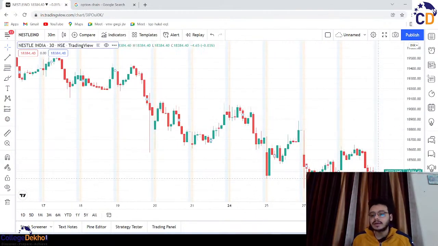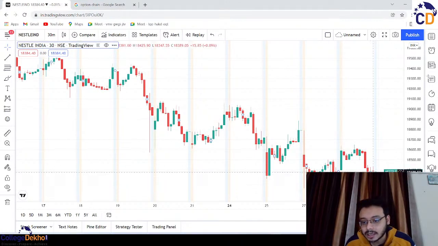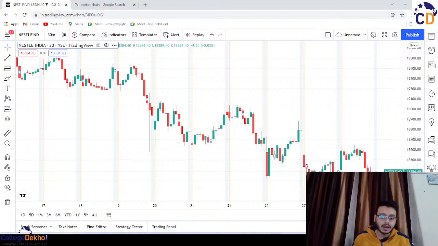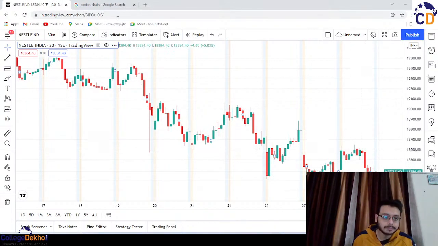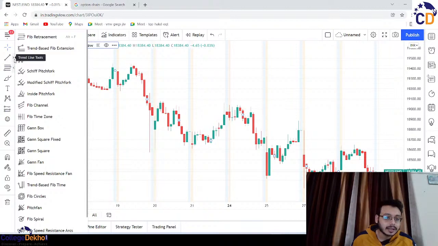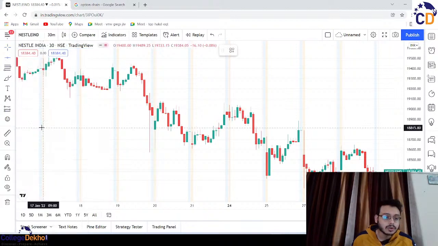So if we look today, Nestle closed at around this price. अगर हम देखें, see around 18,384.40. 18,384 मान के चलो that Nestle had closed. On the basis of this, if someone wants to predict the resistance and support level, then how are you going to do it? Okay. बस एक लाइन लेते हैं यहाँ से, horizontal line. Yeah.